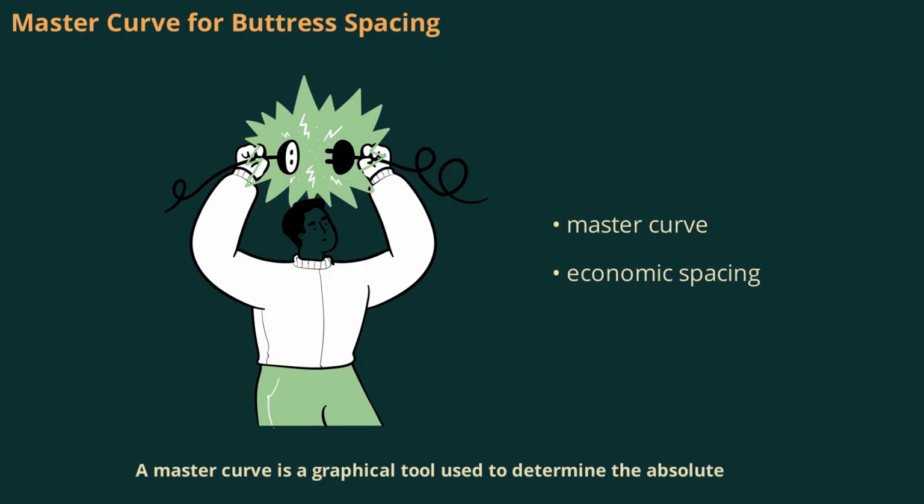A master curve is a graphical tool used to determine the most economical buttress spacing for a given dam height and upstream slope. By plotting concrete quantities against different slopes and spacings, engineers can identify the most efficient design. This approach ensures that the minimum amount of concrete is used without compromising safety or stability. Each project requires its own analysis to find the optimal values based on site-specific conditions.